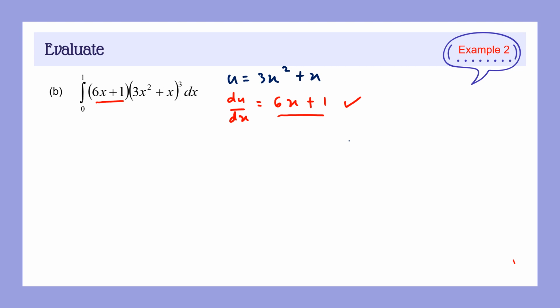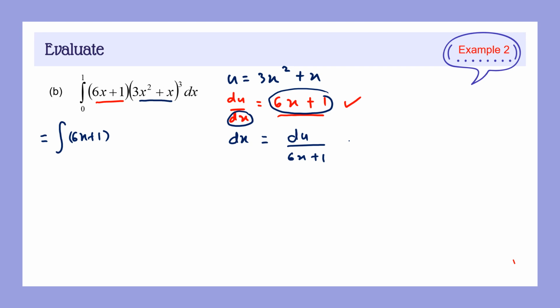So now we proceed with the next step. We want to find dx. To get dx, we swap places, so dx is du over 6x plus 1. Then we substitute and simplify. Integrate 6x plus 1, and 3x squared plus x becomes u to the power of 3. dx is du over 6x plus 1, and then we can cancel out 6x plus 1 and we get the integral of u to the power of 3 du.